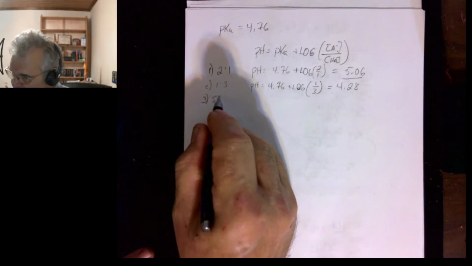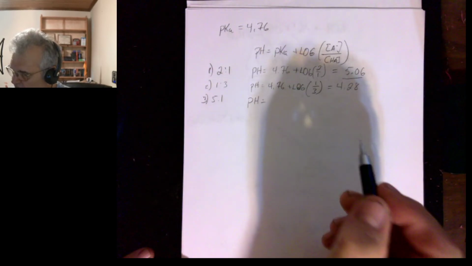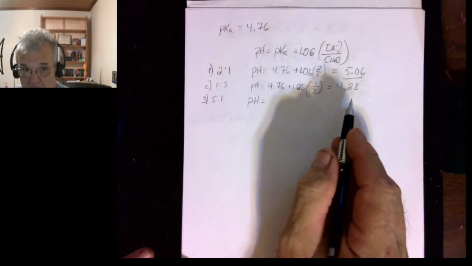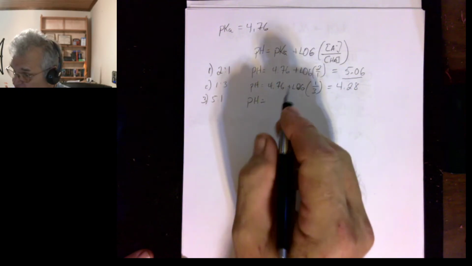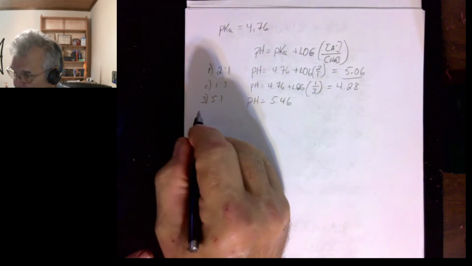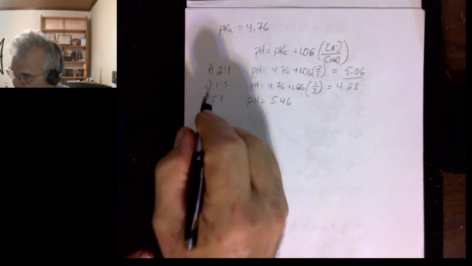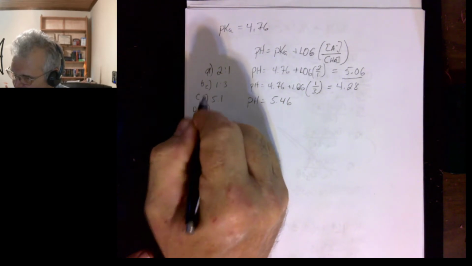That's going to be 5-to-1. Again, in this case, and I won't go through the calculation again, will we expect the pH to be greater than or less than? Well, it's a lot more base than acid, so we expect the pH to be greater than, and in fact it is. It's 5.46. I guess I should do them as A, B, C, D, since that's the way I did them in the handout.